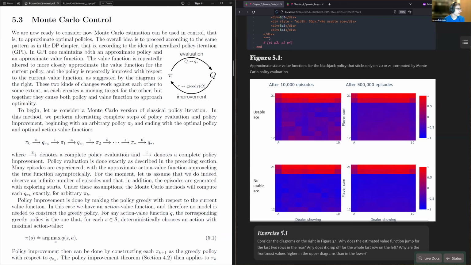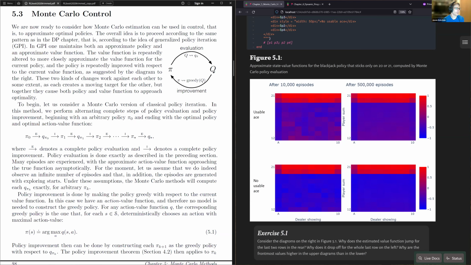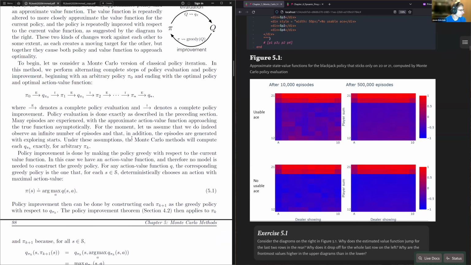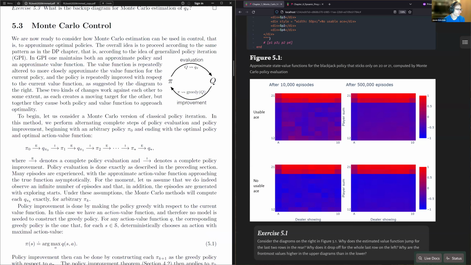So the whole point of estimating the Q function is to do Monte Carlo control. And this mimics generalized policy iteration, which is shown in the diagram from the previous chapter. If we have the Q function, then we can improve the policy by following the greedy policy with respect to the Q function, and then we can reevaluate Q from the updated policy.